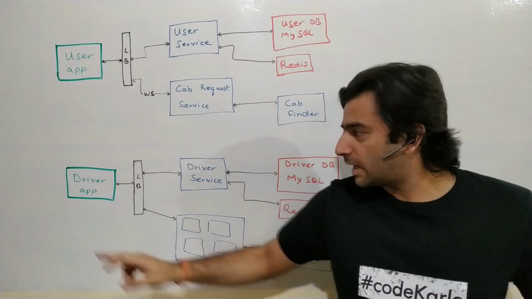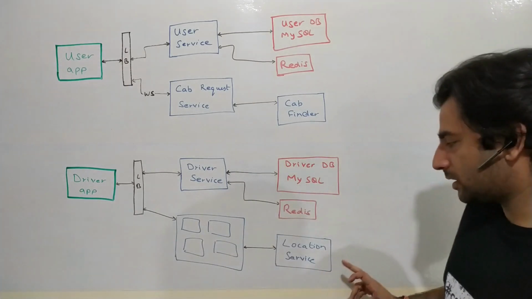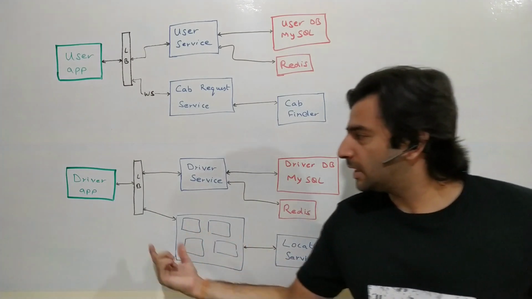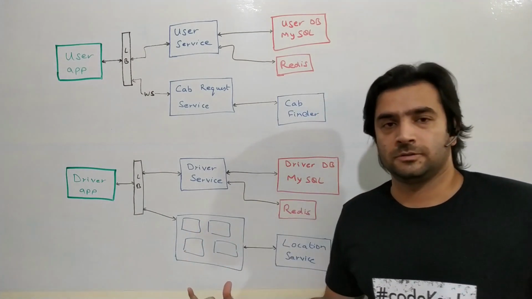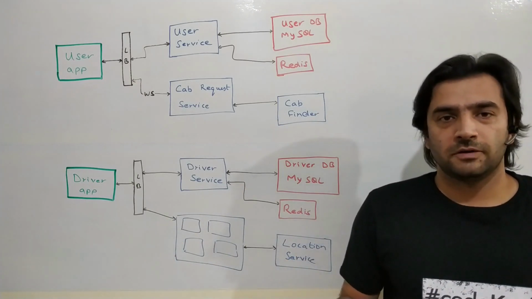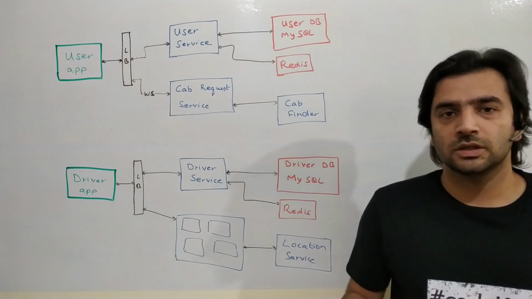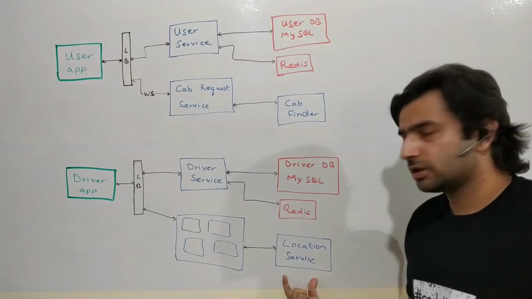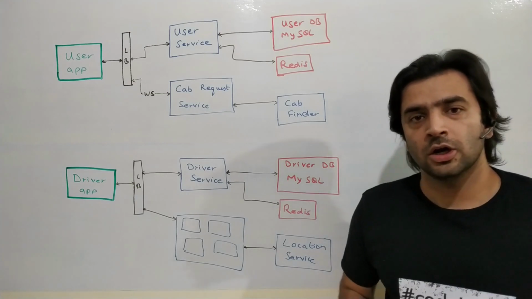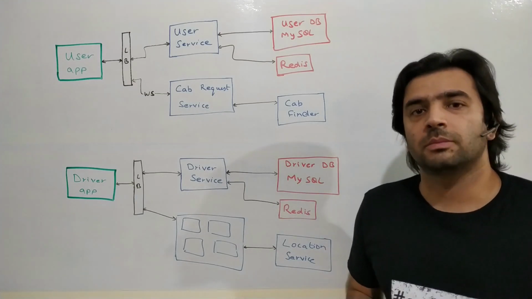Now this driver app also talks to something called a location service through a series of servers, again maintaining a WebSocket connection with these servers. Okay, and as and when a driver is moving through the city, every 5 seconds or 10 seconds, their location is being sent out to this location service, which then queries the map service that we talked about earlier to find out which segment the driver belongs to.